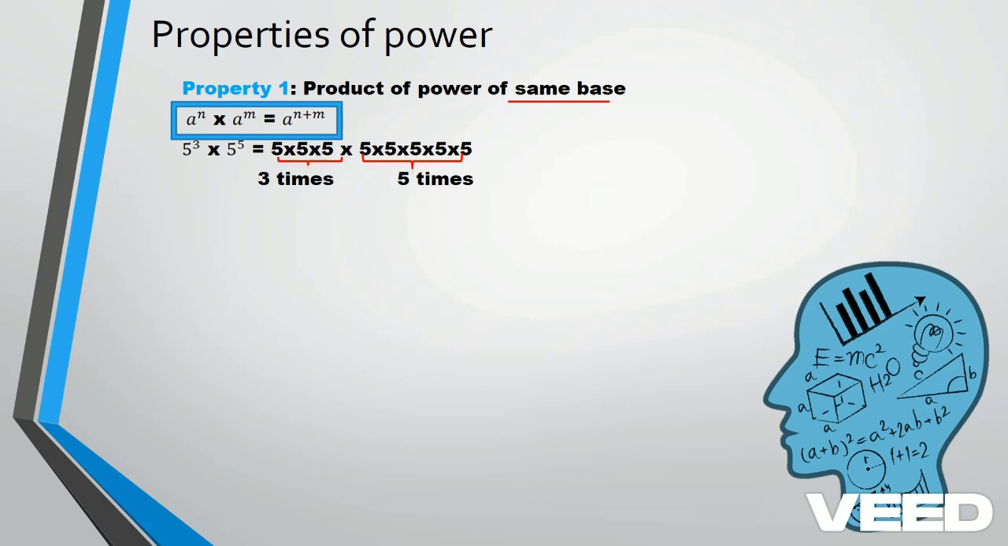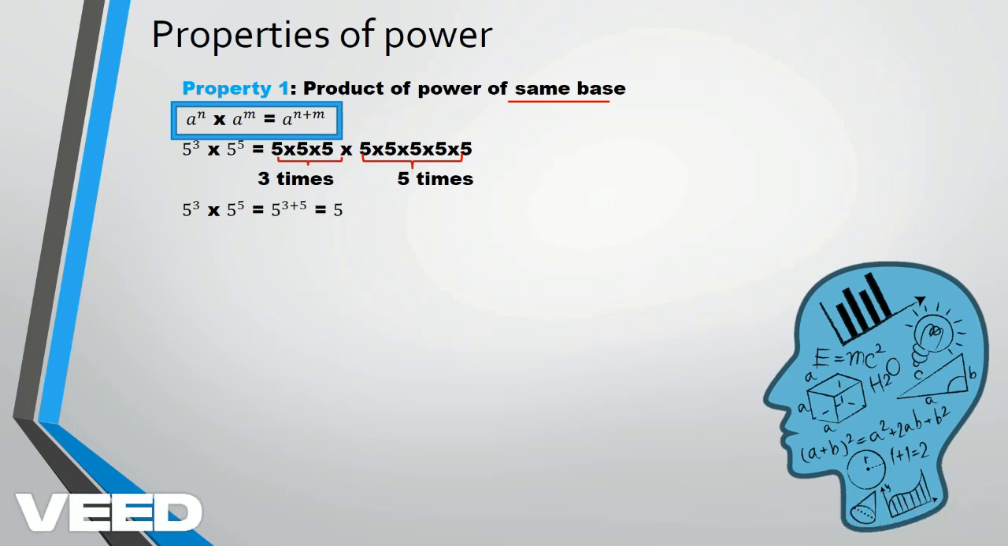Let's apply property 1. 5 exponent 3 multiplied by 5 exponent 5, product of power of same number. So we keep the base and we add the exponent. 3 plus 5 equal 8. So the answer is 5 exponent 8.